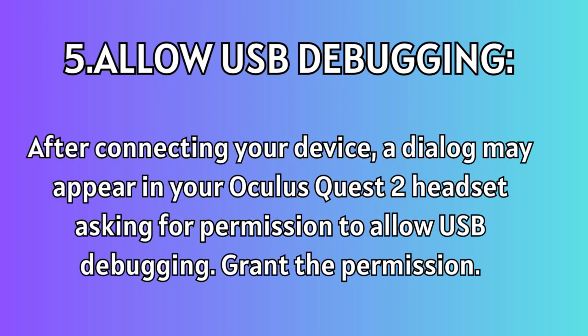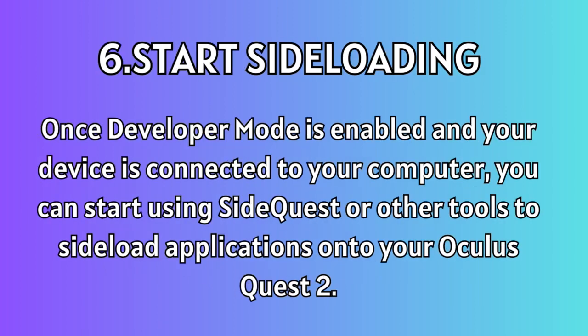Number five, allow USB debugging. After connecting your device, a dialog may appear in your Oculus Quest 2 headset, asking for permission to allow USB debugging. Grant the permission. And the last step, number six, start sideloading.